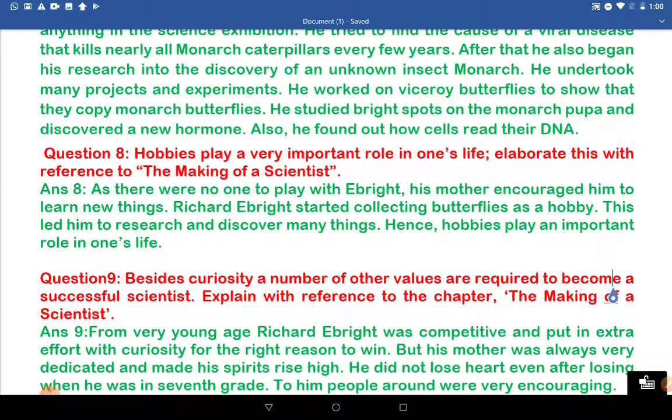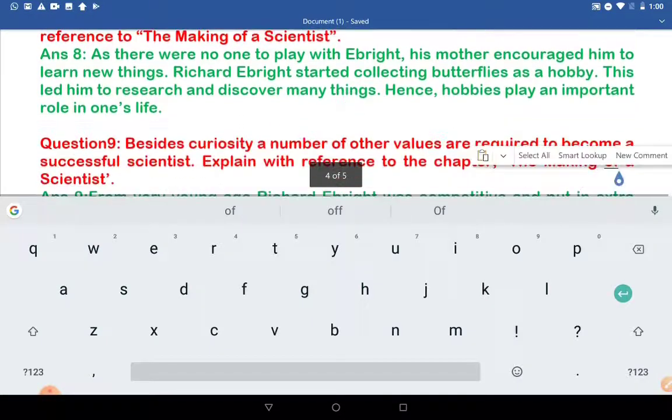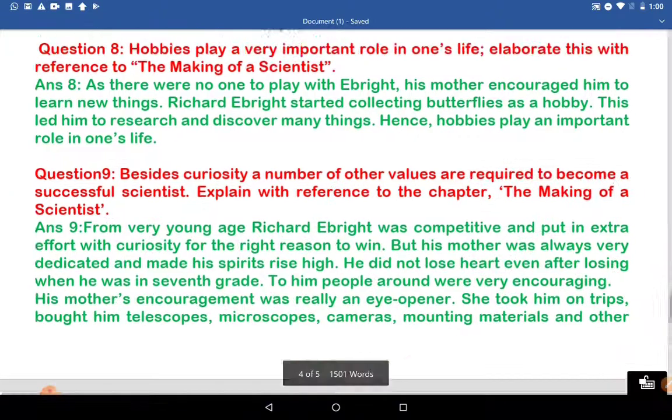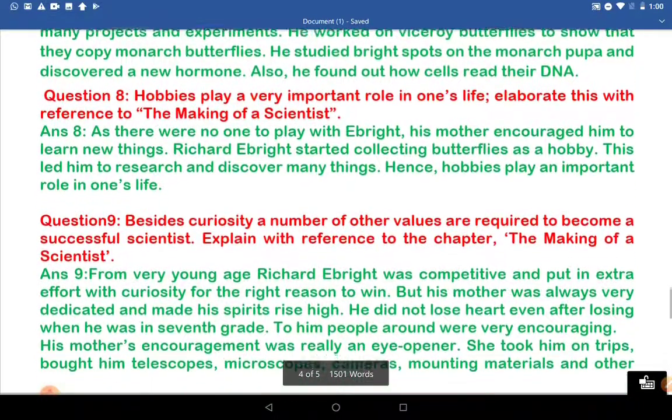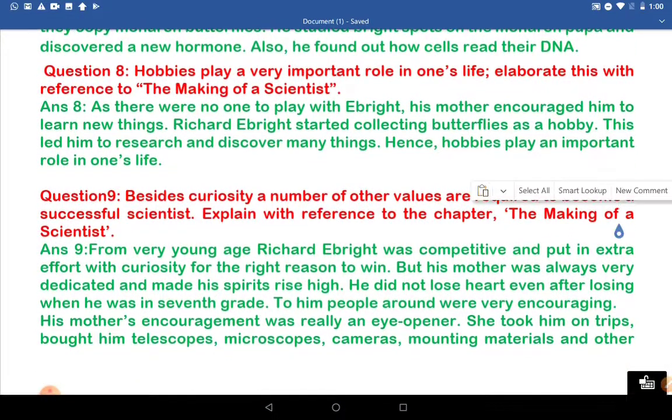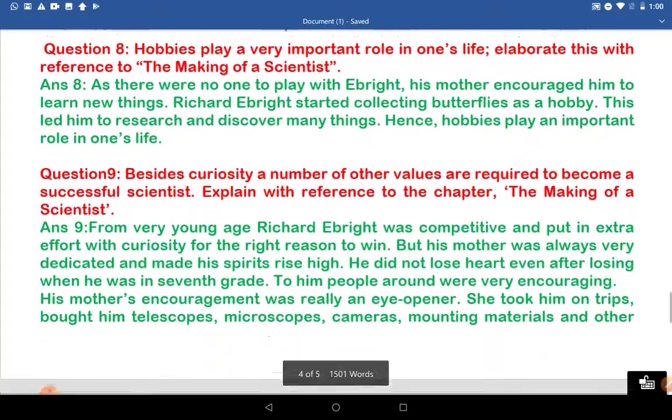He studied bright spots on the monarch pupa and discovered a new hormone. Also, he found out how cells read their DNA.